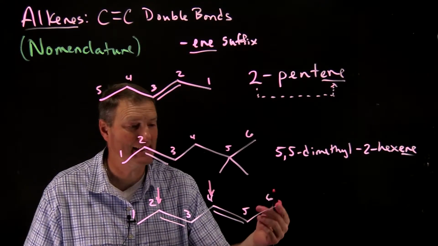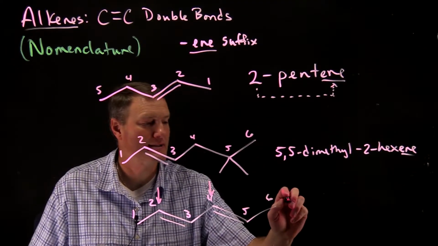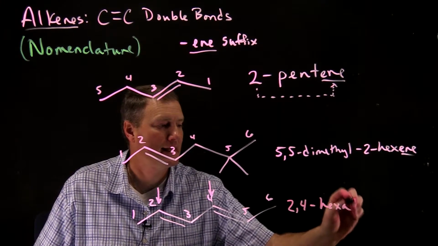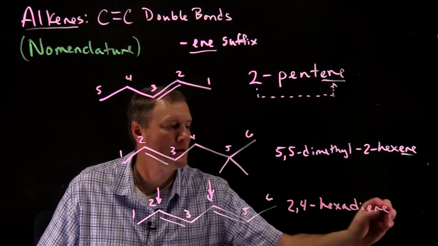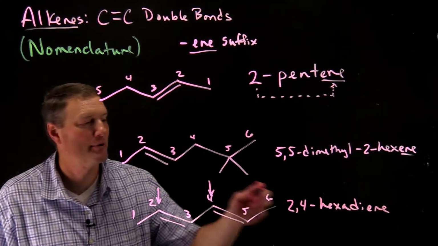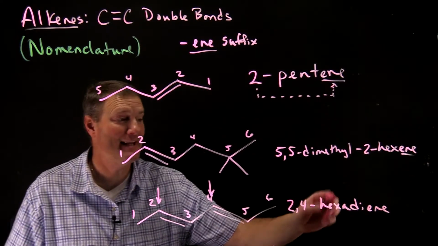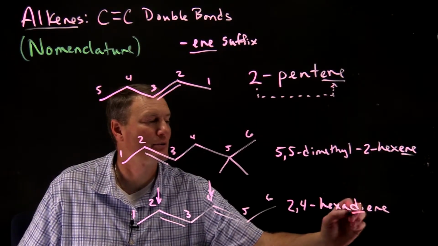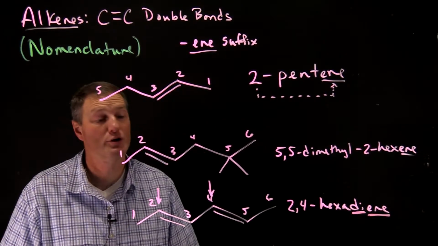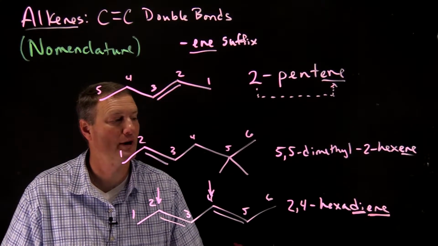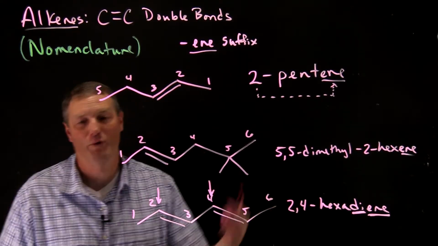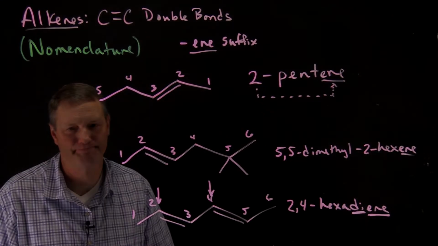So this is a hexene, but in terms of numbering, I'm going to call it 2,4-hexadiene. So notice what I've done. I've taken the word hexane, dropped off the ane, put in this little prefix di, because there are 2 of these double bonds, diene. So 2,4-hexadiene. If I had 3 double bonds, it would be triene, 4 double bonds, tetraene, and so on.